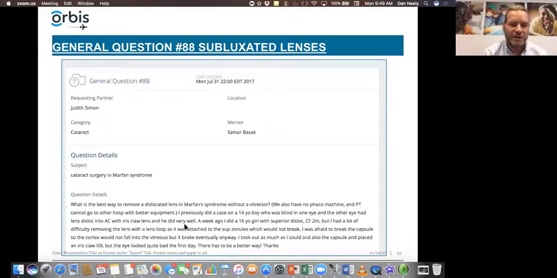The rate of retinal detachment has gone down dramatically with removing subluxated lenses with a vitrector rather than lens loops or other extracapsular methods. So we really, really prefer to do this with a vitrector. And I almost would say maybe you shouldn't do it any other way. And there are other ways to handle these patients if you don't have a vitrector.